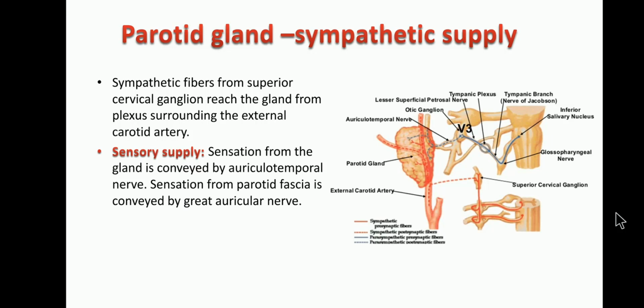The gland is supplied by the great auricular nerve and also by the auriculotemporal nerve, which is itself a sensory nerve as it passes through the base of the gland. So it also conveys sensations from the parotid gland. The auriculotemporal nerve and the great auricular nerve, which is seen on the superficial surface.